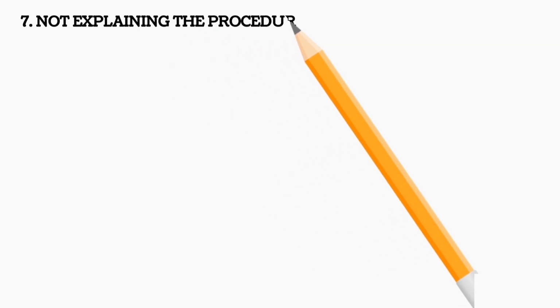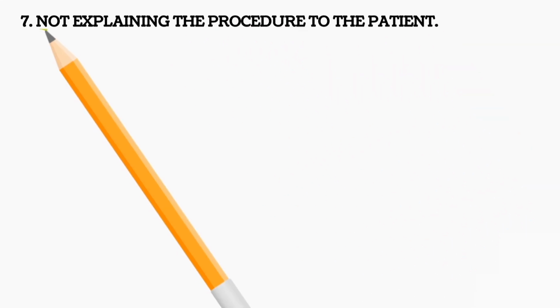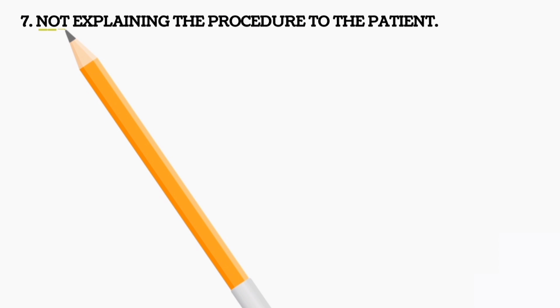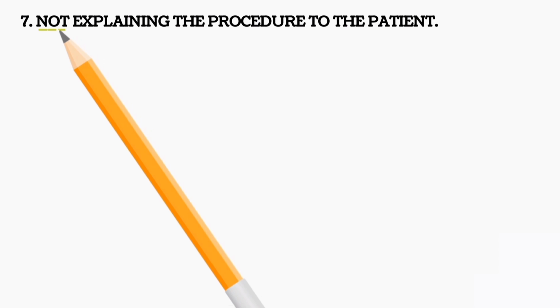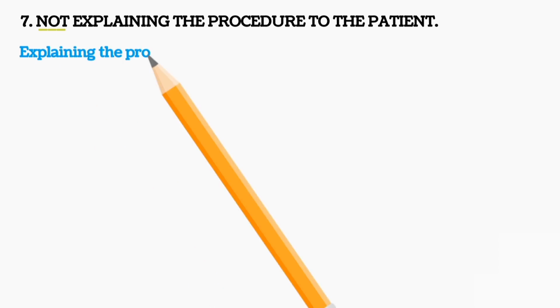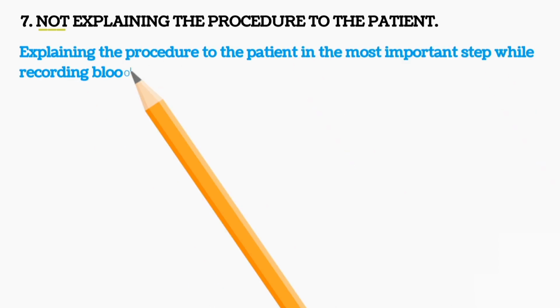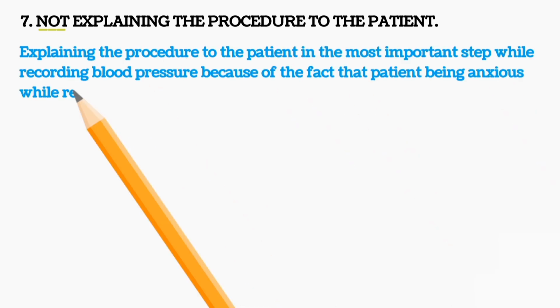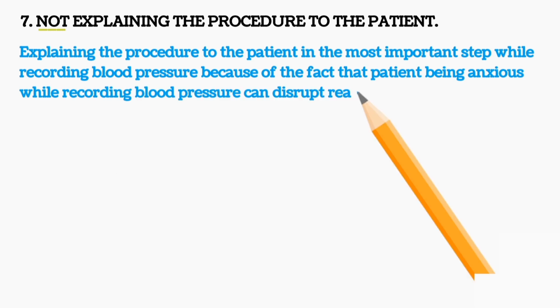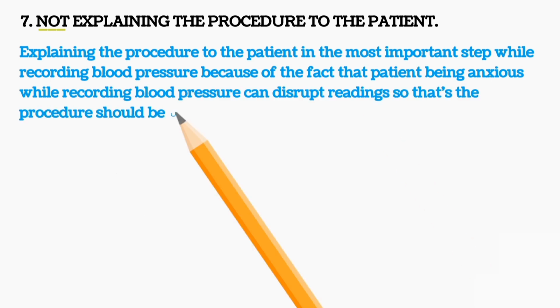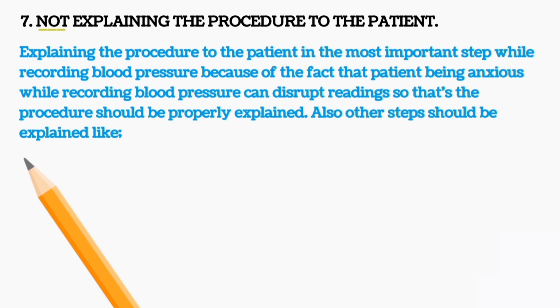The most frequent mistake that anyone makes while recording the blood pressure of any patient is not explaining the procedure to that patient. Explaining the procedure to the patient is the most important step while recording the blood pressure reading, because a patient being anxious while recording the blood pressure can disrupt the readings, so the procedure should be properly explained.